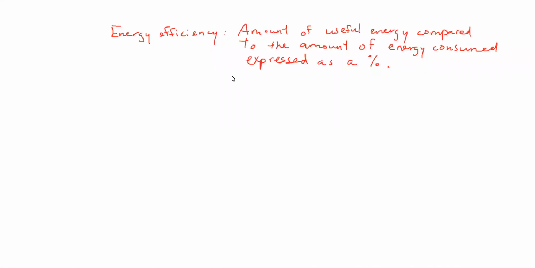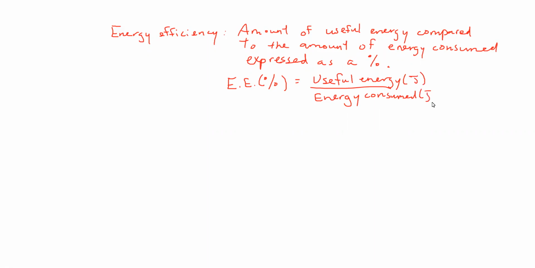So the formula, and I'm just going to abbreviate energy efficiency, is of course measured in percent and is the amount of useful energy divided by the amount of energy consumed. It doesn't matter whether this amount of energy is in joules or kilojoules, as long as they match both top and bottom. And you're going to multiply this by 100% because you want to express this as a percentage.